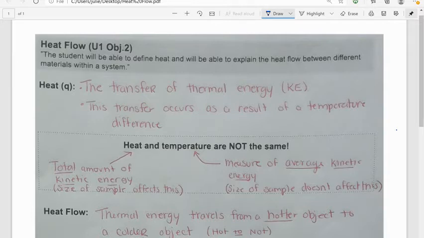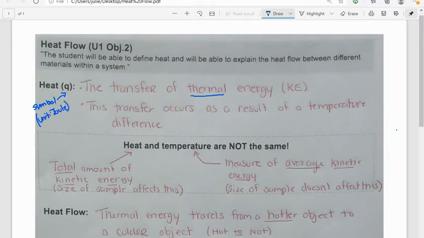So heat is the transfer of thermal energy, which, remember, thermal energy is kinetic energy. This transfer occurs because of a temperature difference between two or more materials. For heat, Q is the symbol that you'll be seeing. The unit that we use in Regents chemistry for this is joules. And you'll see various units in some of the other activities we'll be doing.